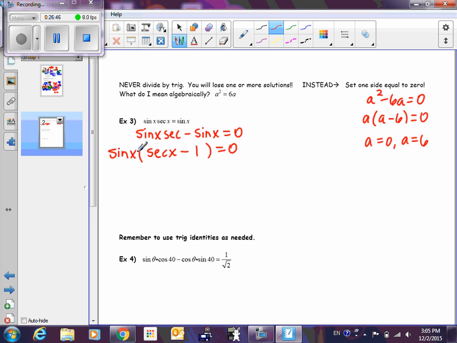All right, now there's a multiplication sign right here, right? So this means that sine x could equal 0, and it also means that secant x minus 1 could equal 0.